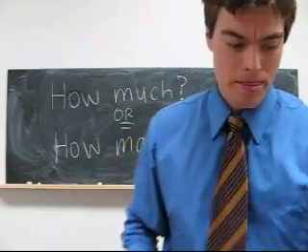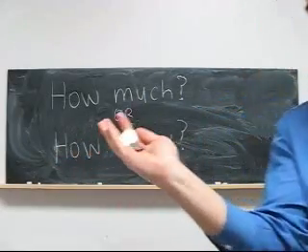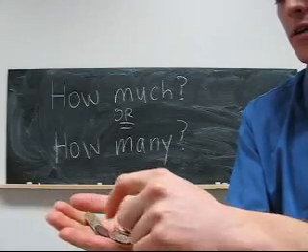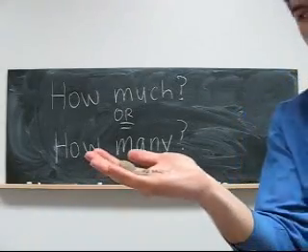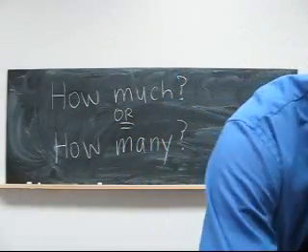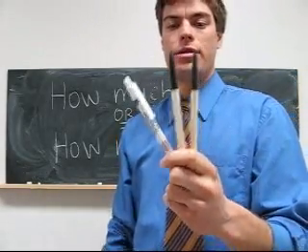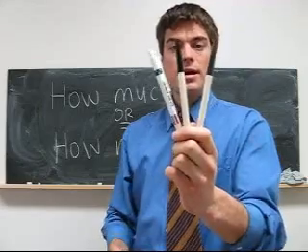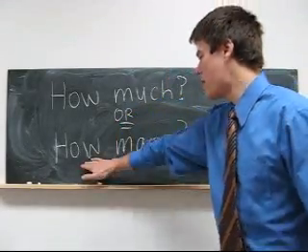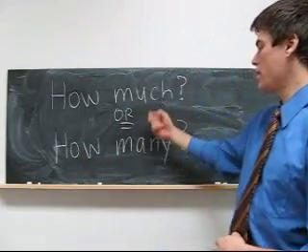Also, how many coins? These are coins. How many coins? There are 1, 2, 3, 4, 5, 6, 7, 8, 9, 10. There are 10 coins. How many pens are there? There are 3 pens. So that's how many. Remember, how many is if you can count. That's the difference between how much and how many.